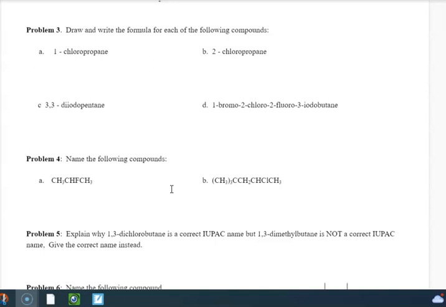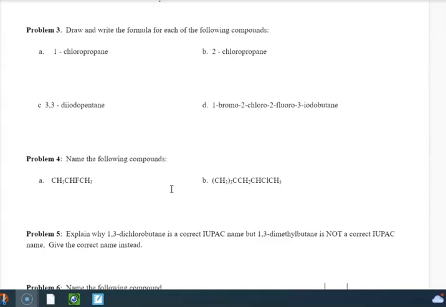Okie dokie. So in letter A, I would have drawn 3 carbons. And on the first one, you can make it on the left or on the right. I don't care. Put a chlorine on it. Letter B, again, you have 3 carbons. That propane tells you 3 carbons. And you put it on the middle one. So on the middle carbon, you put your chlorine.